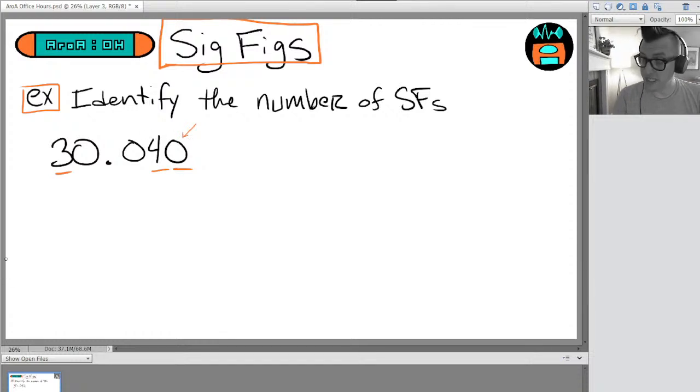A 0 can also be significant if it is in between significant digits. And you'll notice that these 2 zeros are in between 3 and 4. And being sandwiched between significant digits makes these 2 zeros significant as well. So 30.040 has 5 significant figures.